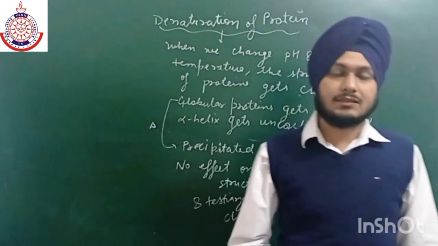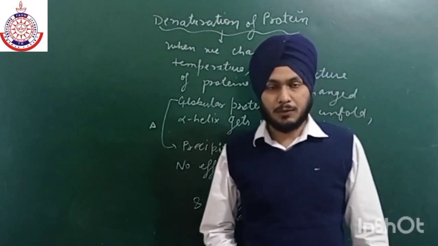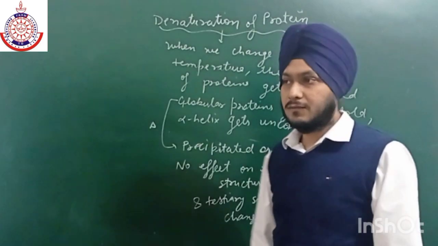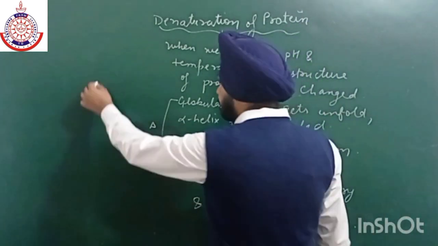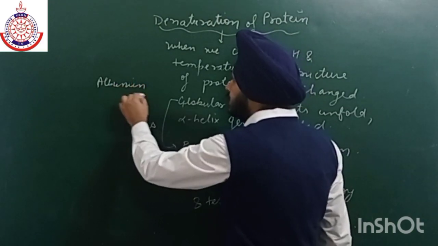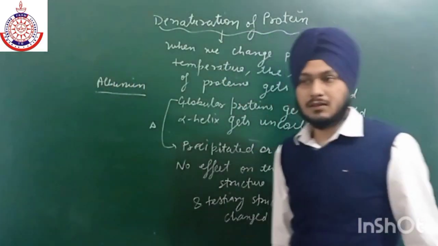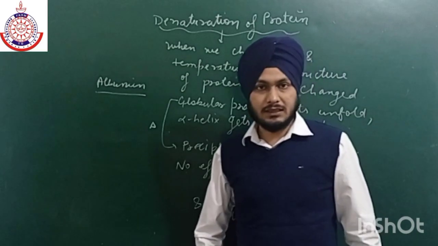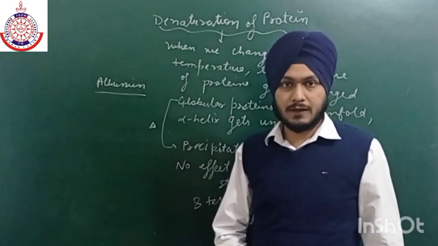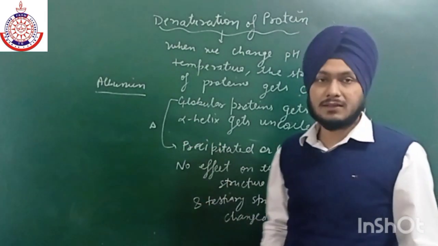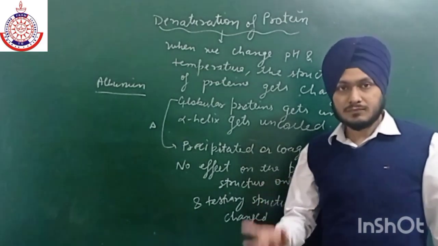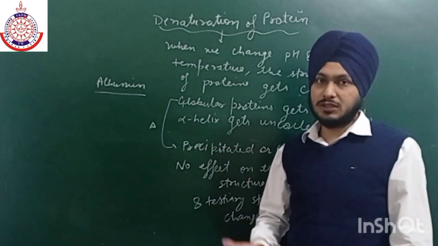Globular proteins get converted into fibrous protein upon heating. The best example is if we heat the white of the egg, that is albumin, which is a protein present in the egg. When we heat the white of the egg, it becomes precipitated, it becomes coagulated. This is a very good example of coagulation of protein or denaturation of protein.